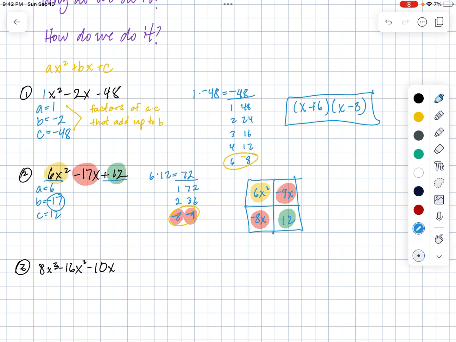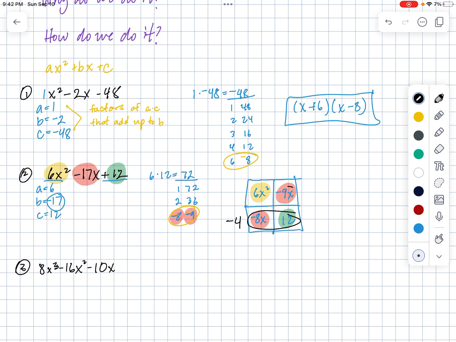Okay, and now all we do is look for common factors in each row and common factors in each column. So let's try this. In the bottom row, we can see that negative 8x and 12 have a common factor of 4. Since the leftmost term, the 8, is negative, we're going to factor out a negative 4. And you just write that greatest common factor immediately to the left of the boxes.